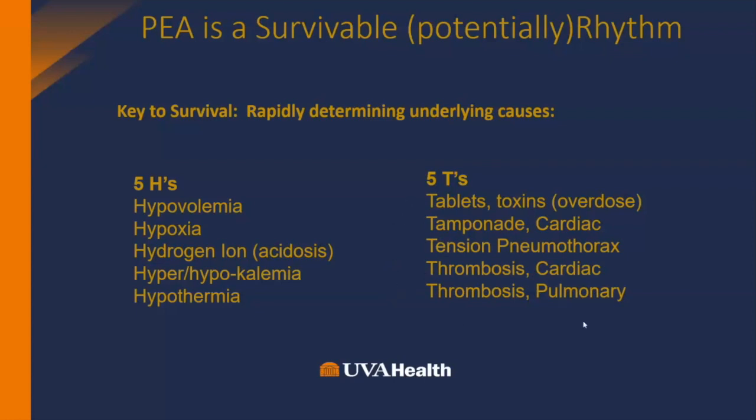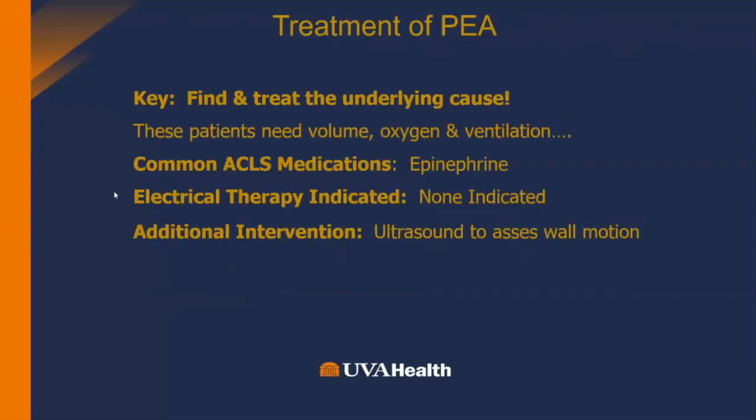But identifying these that are treatable, overdoses in particular, hypoxia with ventilation, hypovolemia with volume, potassium if we know of pre-existing conditions, acidosis, renal patients, for example, any of these things that we can treat quickly may reverse PEA or asystole. So the key is treating it: volume, give them a couple liters of fluid, oxygenate, ventilate. The only medication we use is epinephrine. There's no indication for electrical therapy here, and there may be some value if we can do an ultrasound to assess wall motion.